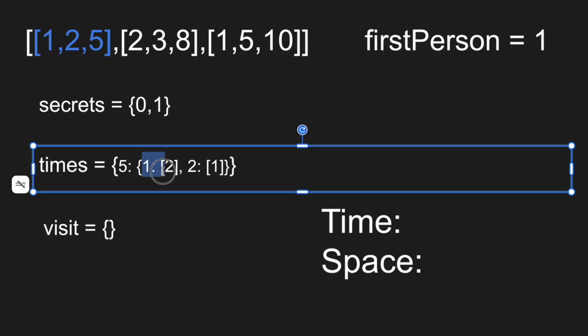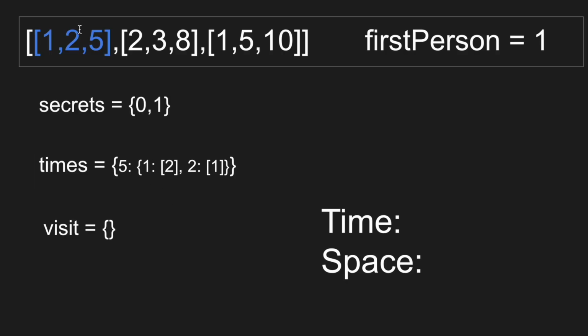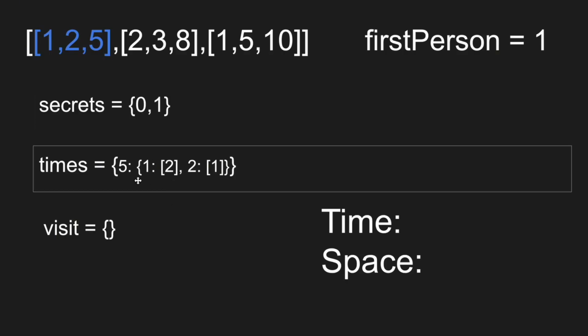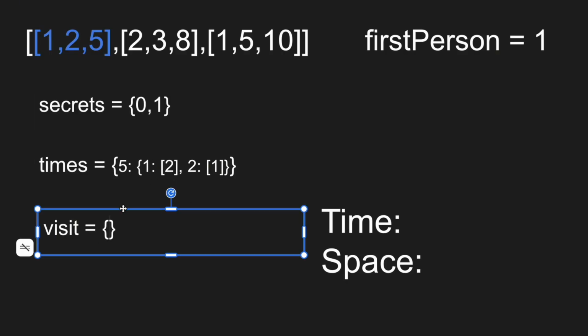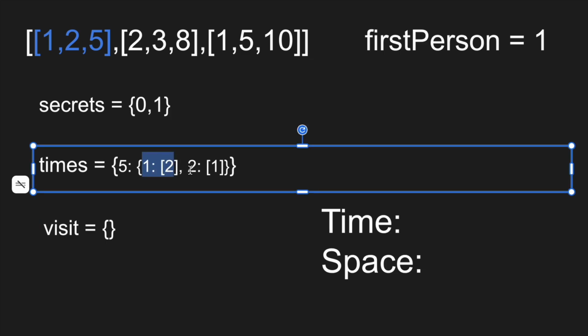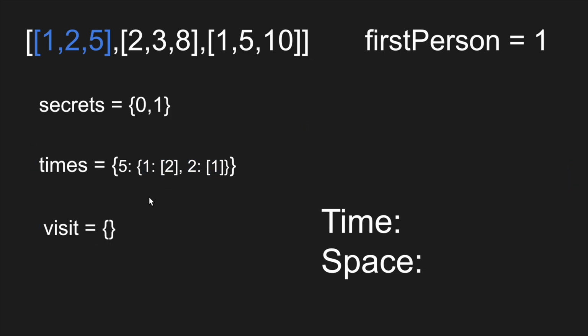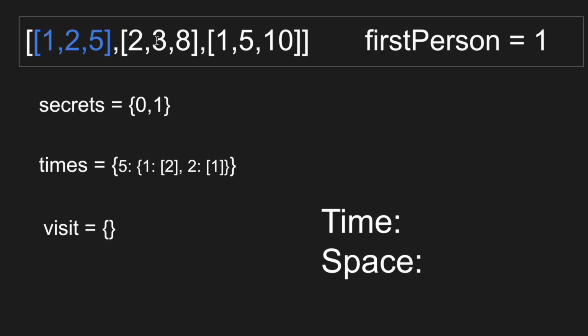At time 5, 1 has a meeting with 2, and 2 has a meeting with 1. We will set it up both ways because the first person or the second person can both be the one that shares the secret. That's why we have a visit set. So if 1 goes to 2 and then we get to 2, and 2 gets to 1, but 1 has been visited, so we can just skip it. Anyways, we will continue iterating.